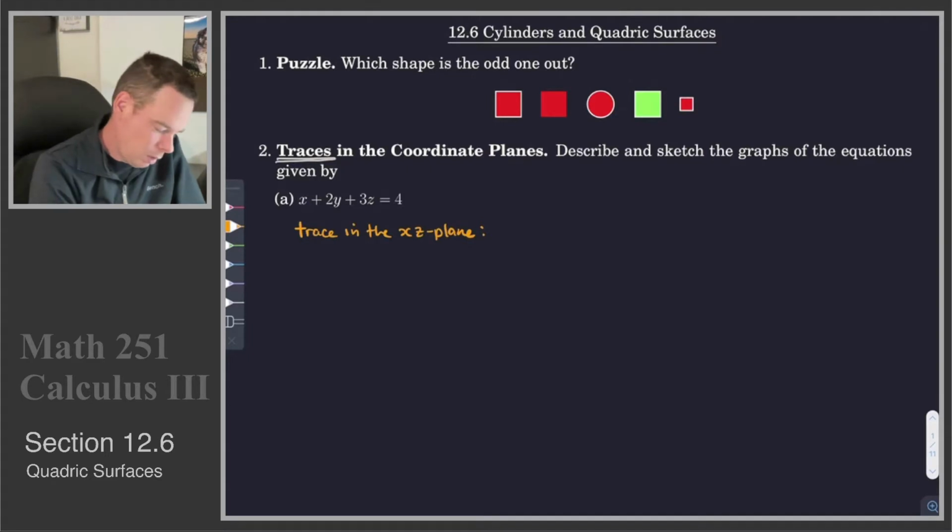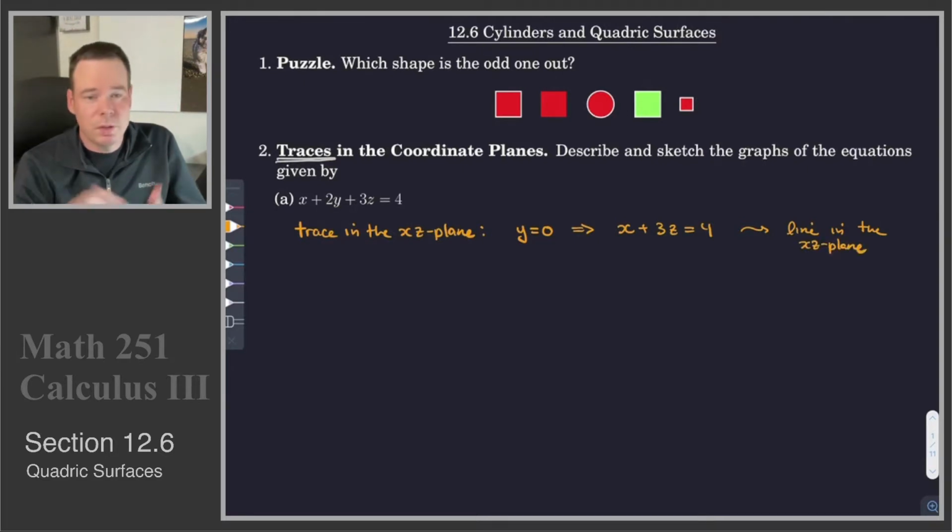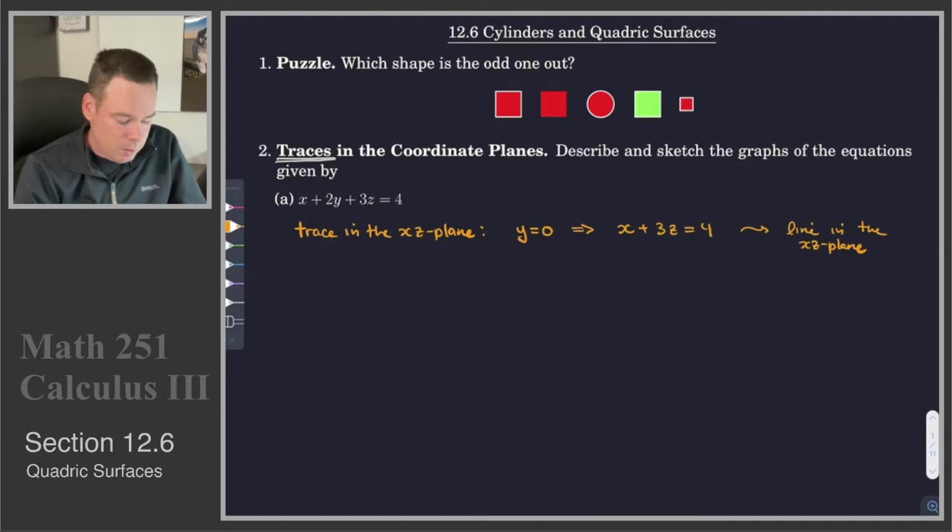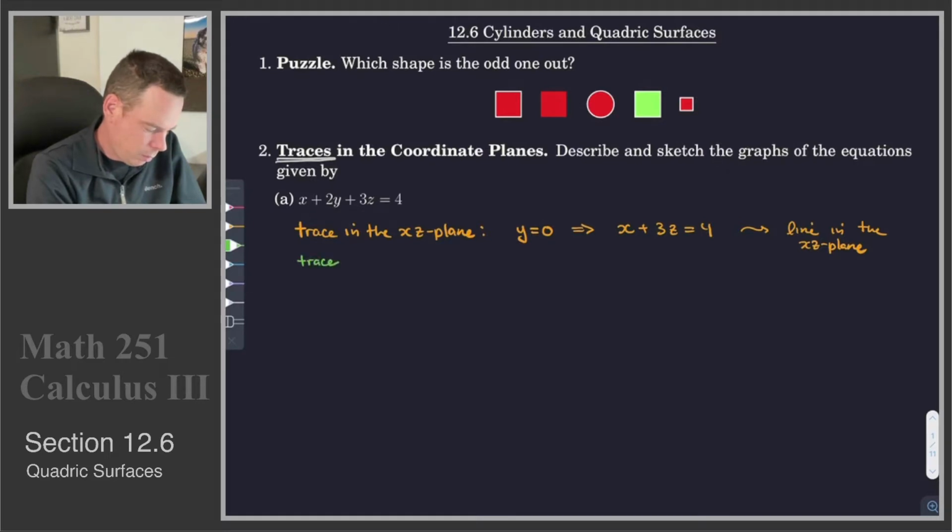So I'm going to be interested in what it looks like when y is equal to 0. I take my equation and substitute y equals 0 into it, and I get x plus 3z is equal to 4. And from this, I realize, hey, this is a line in the xz plane. So this big surface, I'm trying to get a feel for what it looks like. It intersects the xz plane in a line. And we can try that again. We can say, well, how does it intersect some of the other coordinate planes?